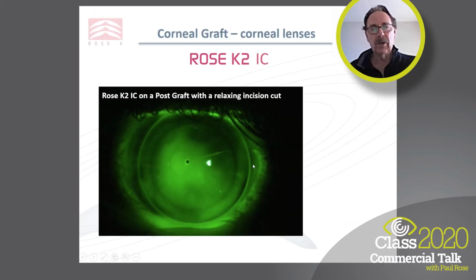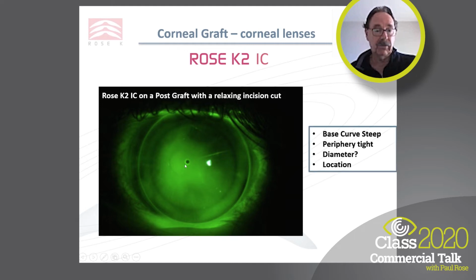Here's an IC on a post graft. You can see the edge of the graft here. It's had a relaxing incision cut subsequent to the graft. What are the main problems here? The base curve is too steep. We can definitely go flatter than we've got here. The periphery is too tight. I don't have that nice fluorescent band at the edge of the lens. The diameter looks probably okay, and location's a little bit inferior, but certainly by increasing the edge lift, I will improve the location of that lens.